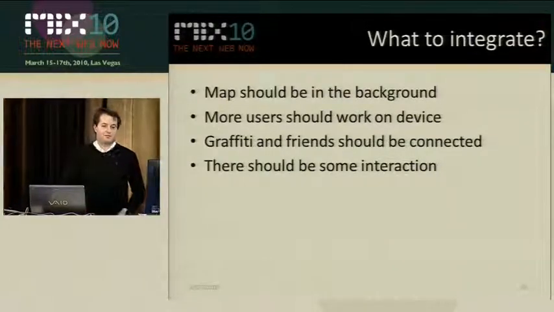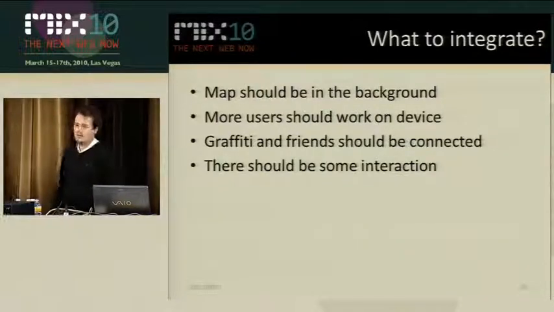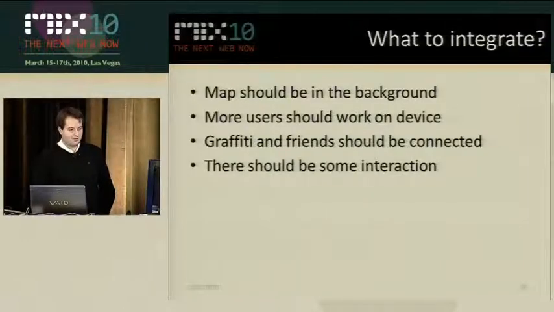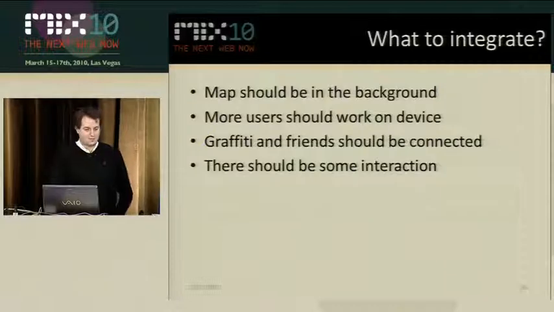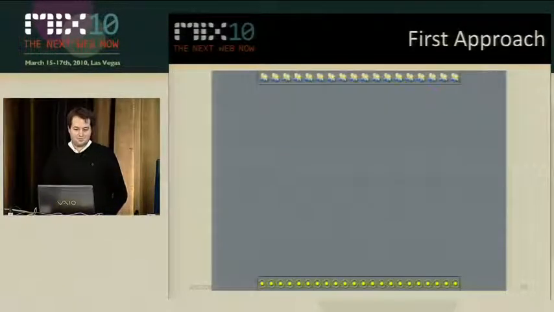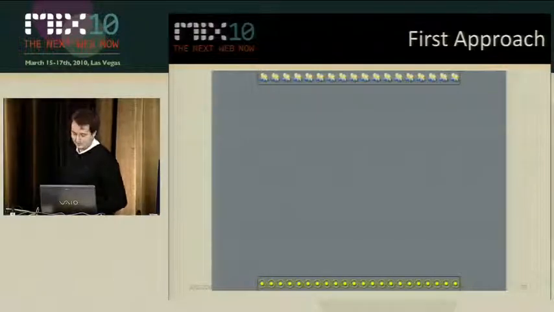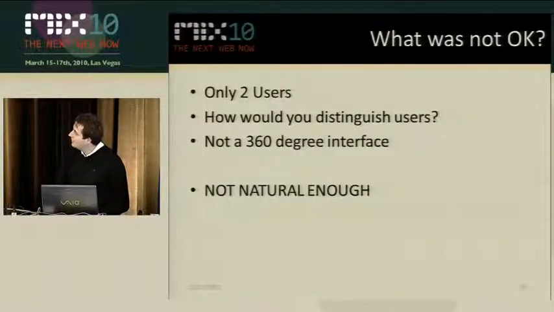Yeah, the graffiti and friends should be connected, so they should be in one object, and you can drag them at the Surface device. And there should be some interaction, like with the friends I just mentioned before. First, we had a really small approach, like how we want to have the friends and the users. There should come some animation now.